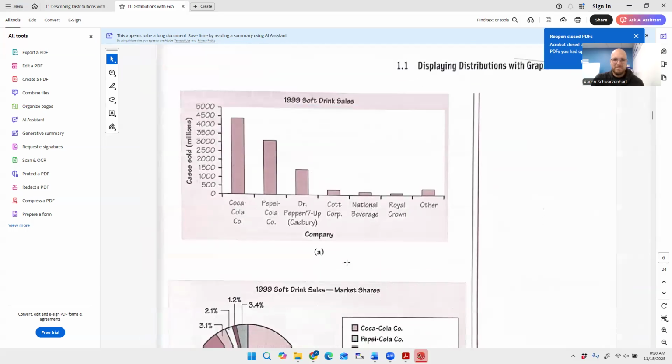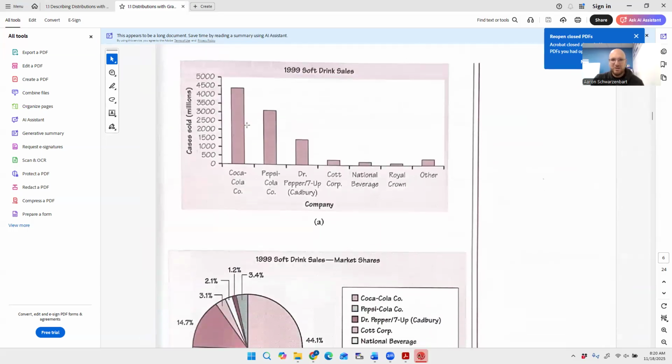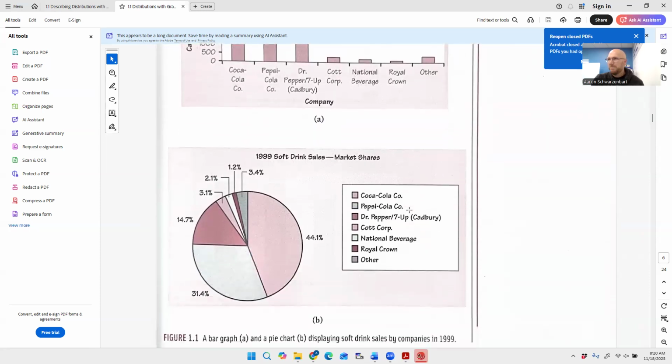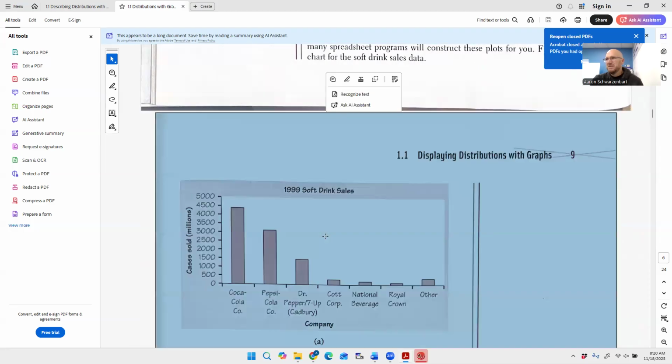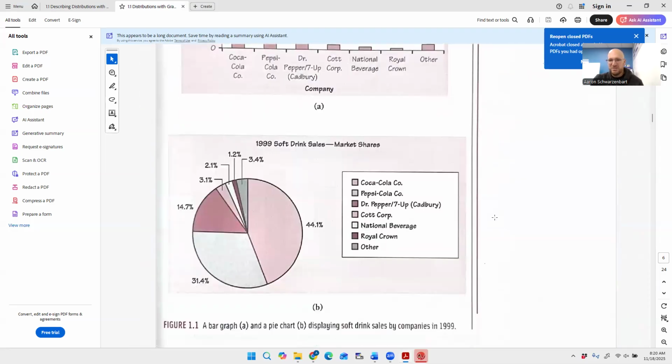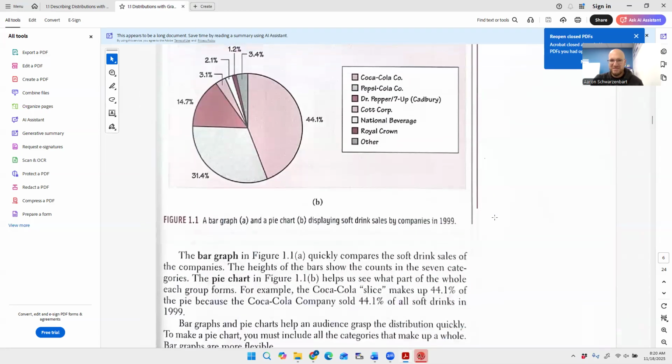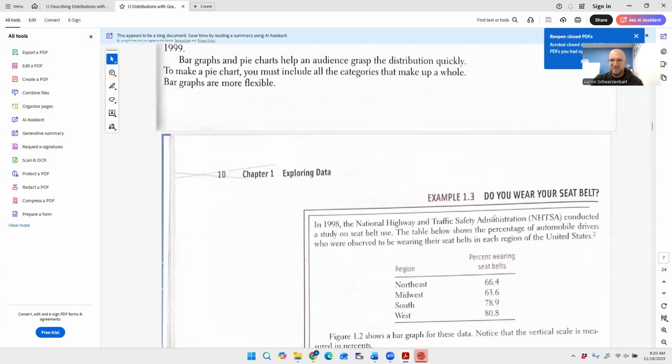Our bar chart clearly shows that Coke is winning, Pepsi's in second, Dr. Pepper's in third, and everything else is pretty small. Our pie chart also shows that on market share. Again, Coke is not quite half, but it's close to half. You could not tell if Coke is half from the bar chart, could you? You could tell it's winning. So each different chart tells you different things, the bar graph or a pie chart.